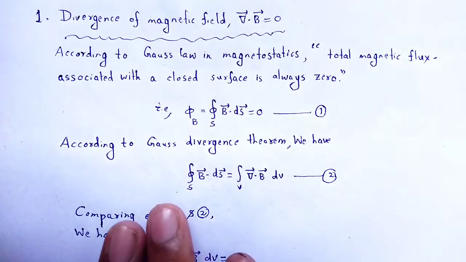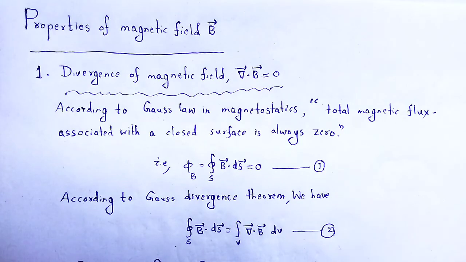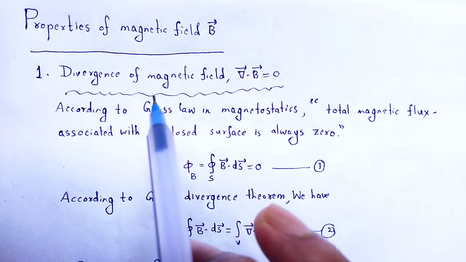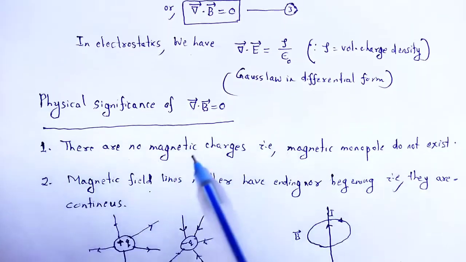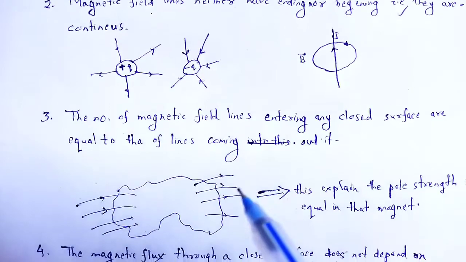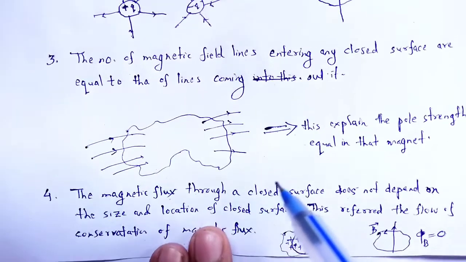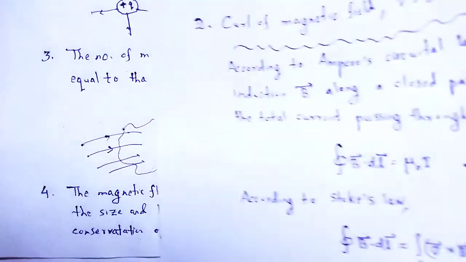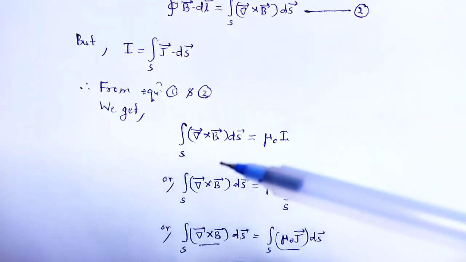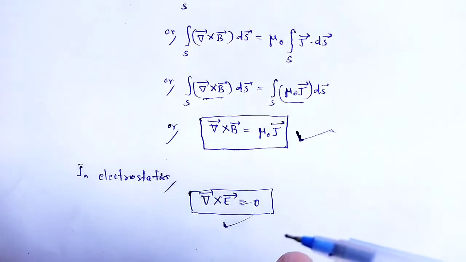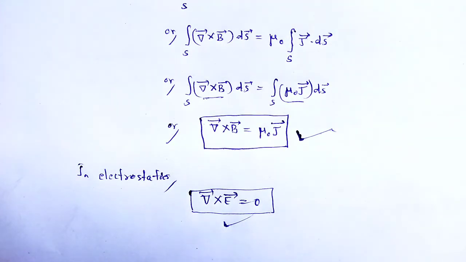So, with the help of this video lecture we understand two properties of magnetic field, divergence and curl. Divergence of magnetic field is 0, that is the proof, and the physical significance of the divergence. Next, curl of magnetic field and its proof. So, with this useful and informative notes, let me wind up the session.